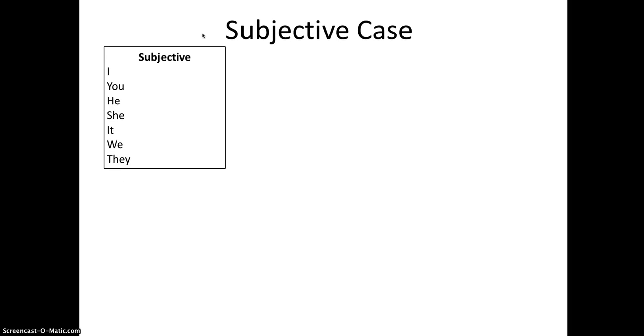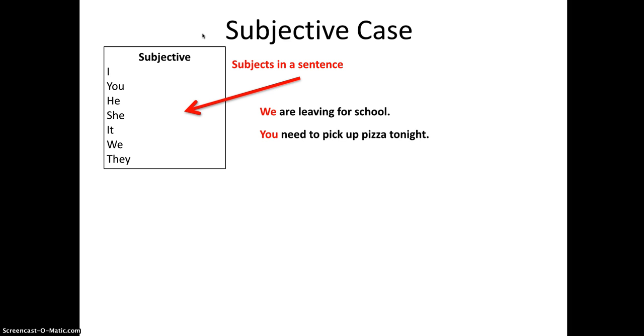First, we will look at the subjective case. These pronouns act as subjects in a sentence. For example, in the sentence, "We are leaving for school," the word "we" is the subject. We cannot use the sentence "Us are leaving for school." It does not sound correct, and it would not sound correct for somebody who is a native English speaker. And we know it's not correct because "us" is not in the subjective form, whereas the word "we" is.